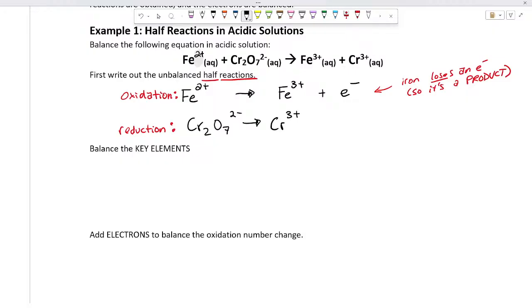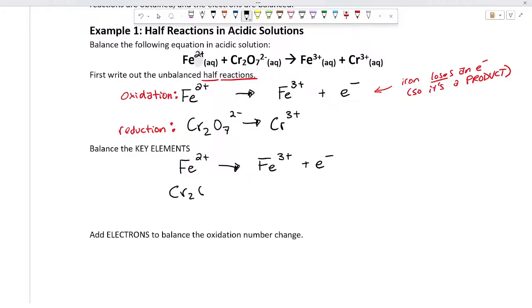Now, we're going to make sure the elements balance. Iron 2 plus becoming iron 3 plus. Do we have the same number of iron atoms? Yeah, so that's good. And I shouldn't have actually written that electron yet. I forgot I was going to do that with you. I get excited. But whatever, we'll write it again. We know it's there. Doesn't actually matter.